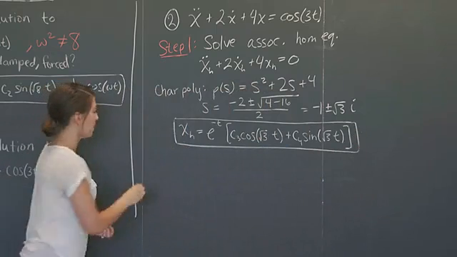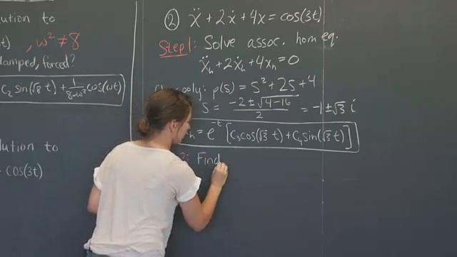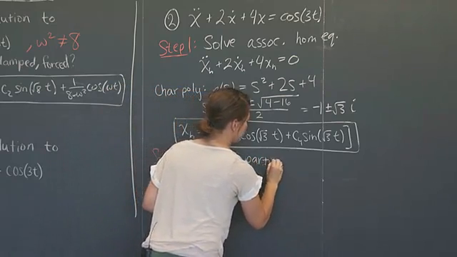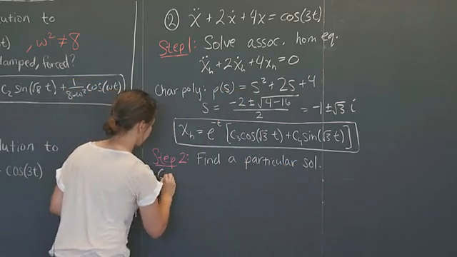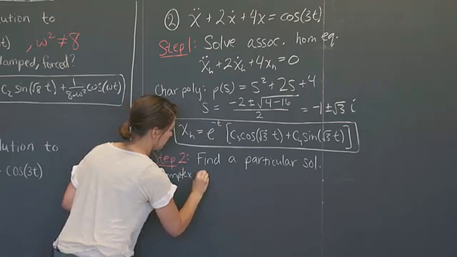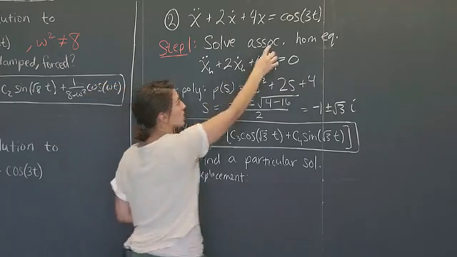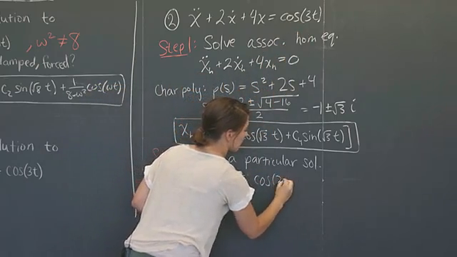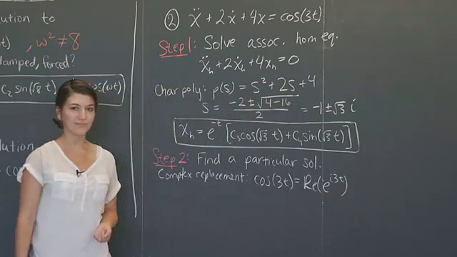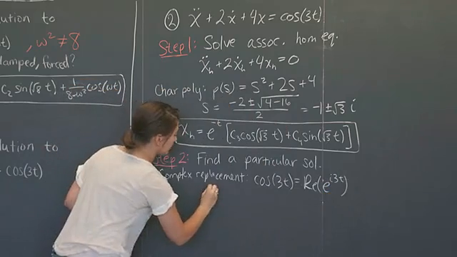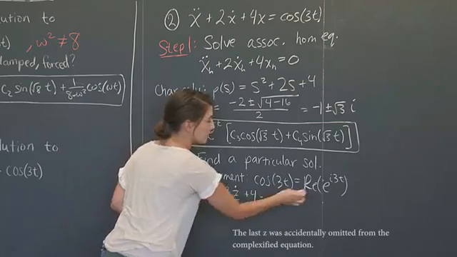And now, in step 2, we need to find a particular solution to the inhomogeneous equation. To do this, we're going to use complex replacement. Note that our right-hand side, cosine of 3t, is the real part of e to the i3t. So the complexified ODE can be written as z double dot plus 2z dot plus 4z equals e to the i3t.